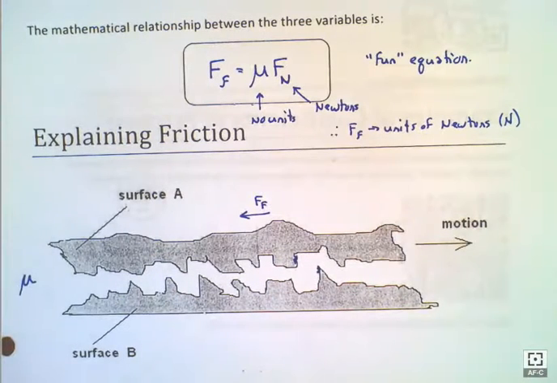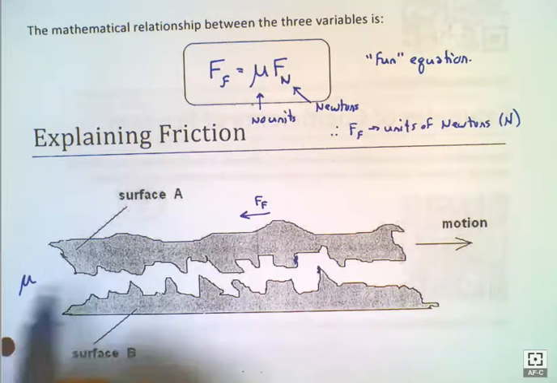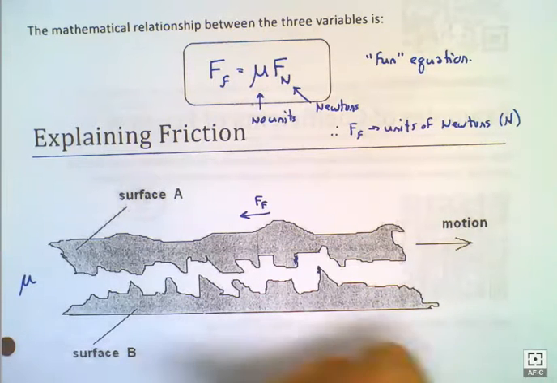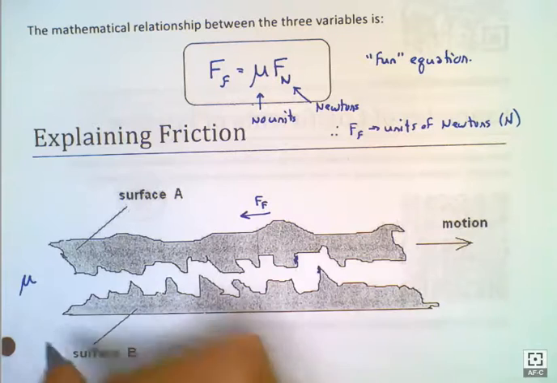Now what this does, this leads us to one more part that's really important. And that really important part is that there's two different types of coefficients. I've written mu here just singly. There's actually mu subscript s, which is static friction, and mu subscript k, which is kinetic friction.